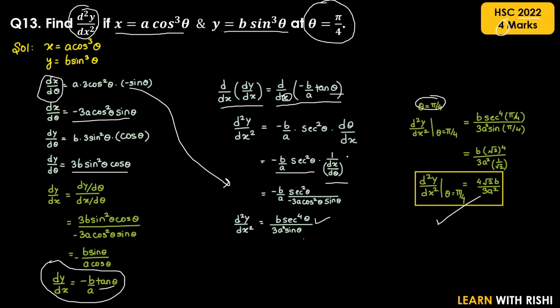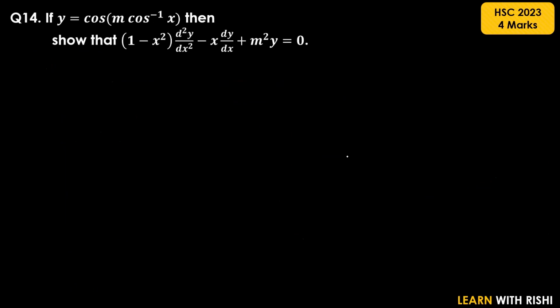Okay. Next question, question number 14. If y is equal to cos of m cos inverse x, then we have to prove this. So what are the things in this? We have to find dy by dx. Also, you can see a d2y by dx2. That means we have to find the second order derivative also. So let us first simplify the question.